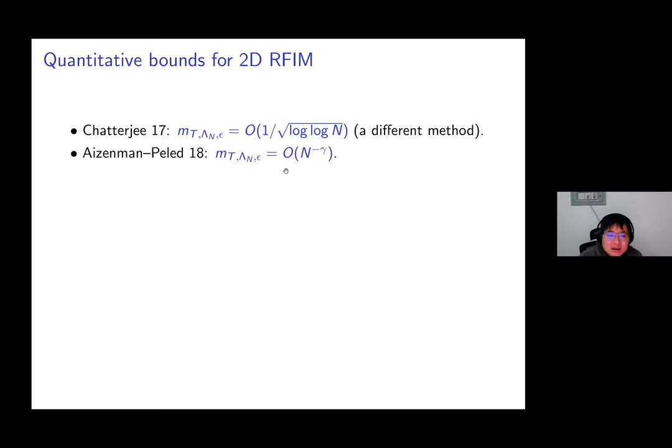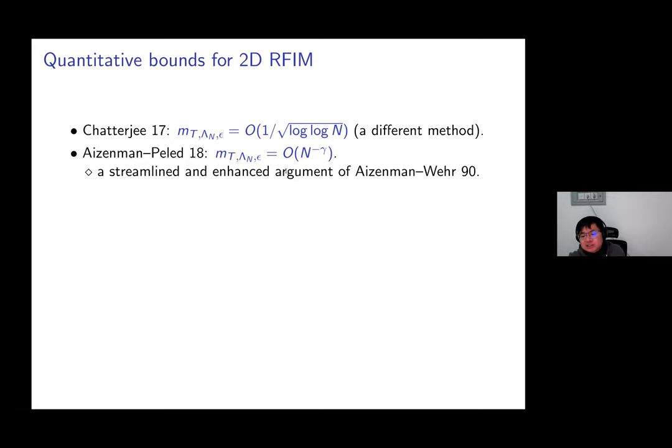And then soon after that, Ding and Xia proved polynomial decay, where they used the streamlined and enhanced argument of Aizenman and Wehr. The point here is the power is very small. See, it's e to the minus epsilon to the minus 2.